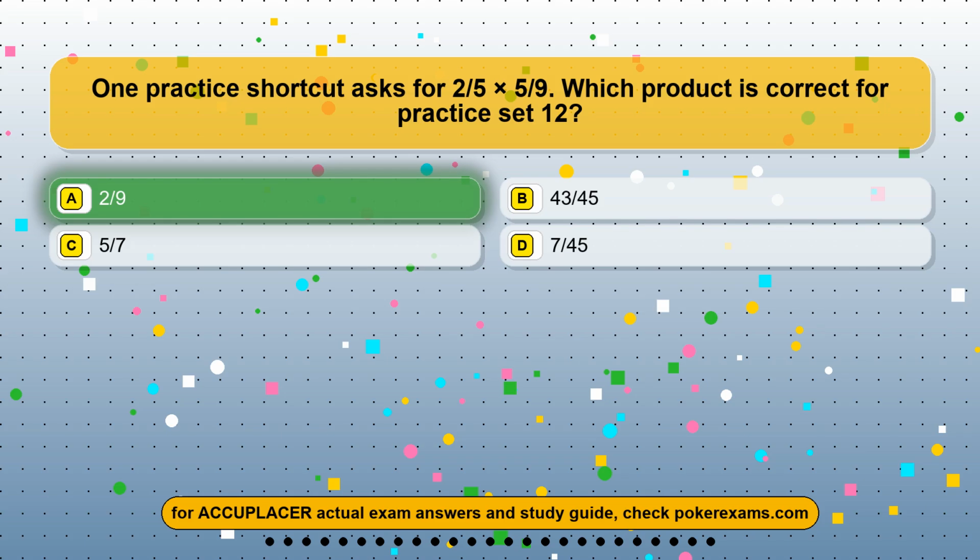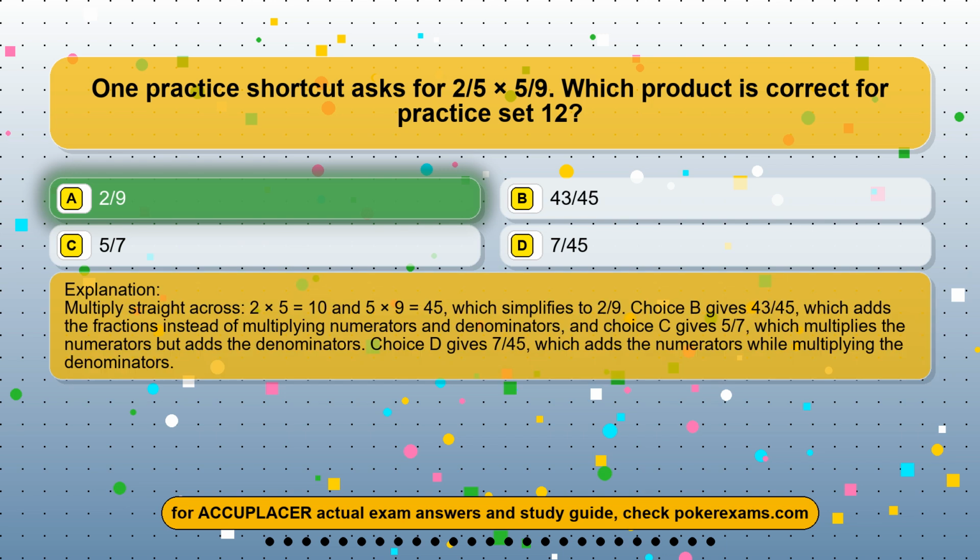The correct answer is option A, 2/9. Multiply straight across. 2 times 5 equals 10 and 5 times 9 equals 45, which simplifies to 2/9. Choice B gives 43/45, which adds the fractions instead of multiplying numerators and denominators, and choice C gives 5/7, which multiplies the numerators but adds the denominators. Choice D gives 7/45, which adds the numerators while multiplying the denominators.